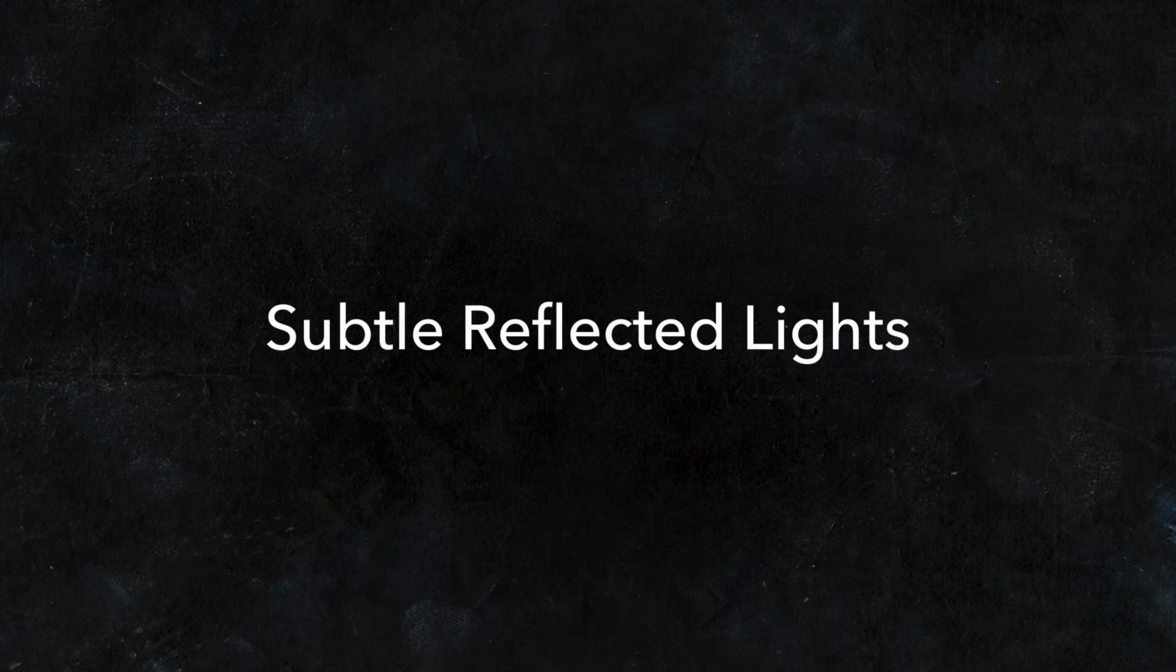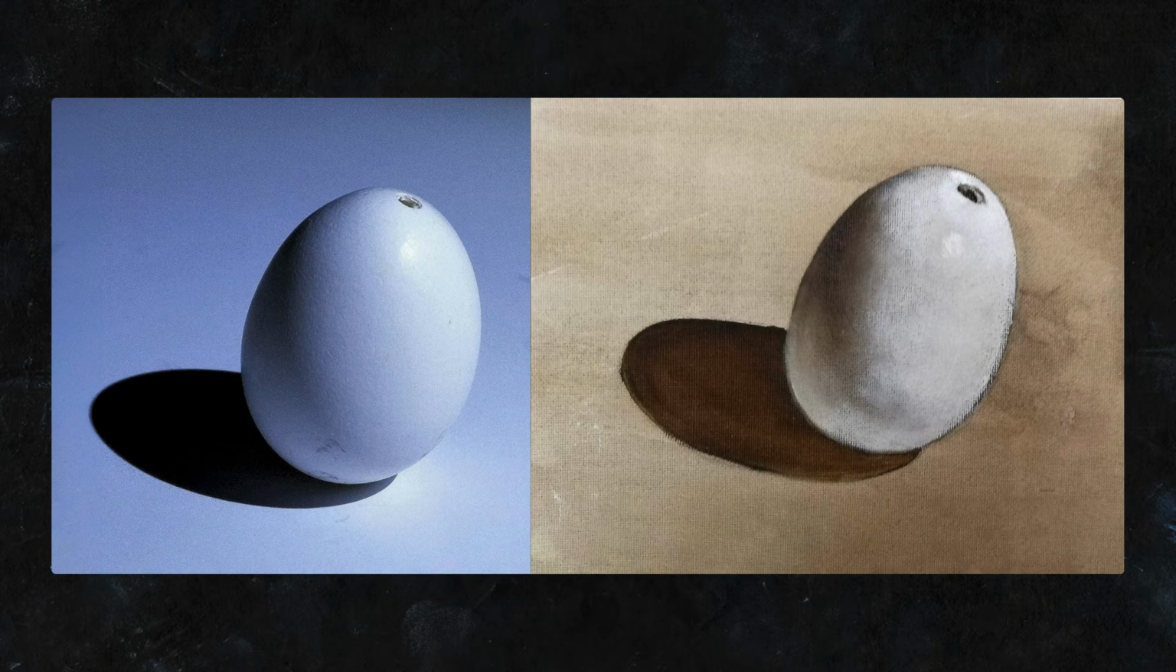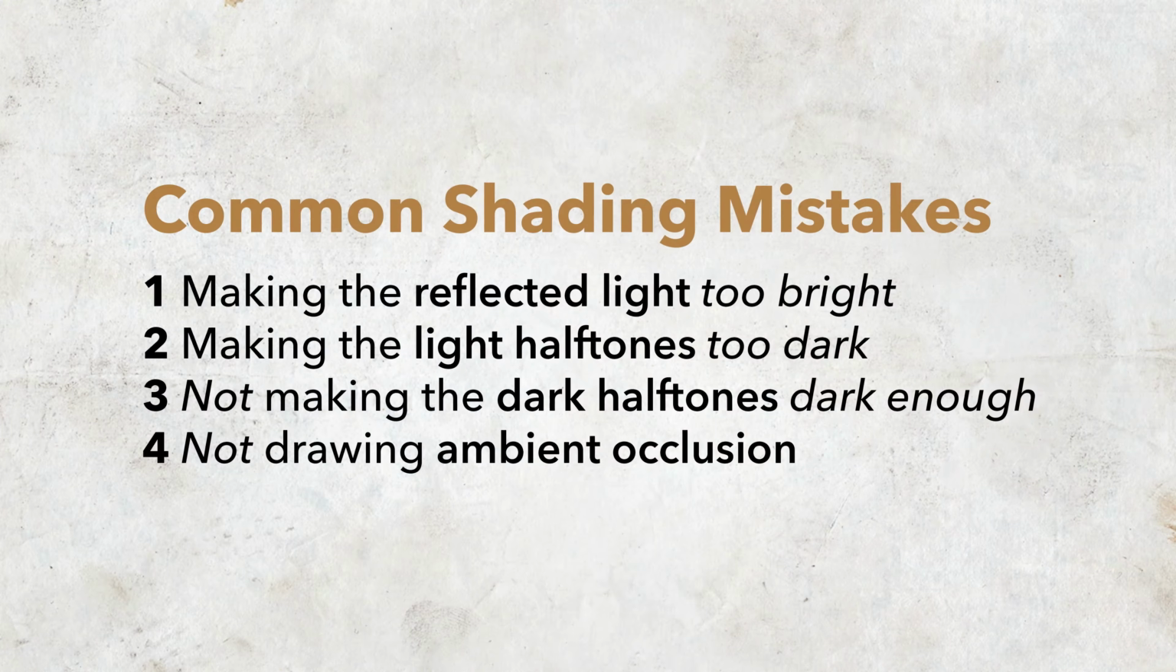Next, make sure your reflected lights are not too bright. In this example, the reflected light area is so bright that it appears to be glowing. If in doubt, keep reflected lights subtle. You can always lighten them later. It might be useful to review my lesson on the 4 common shading mistakes.